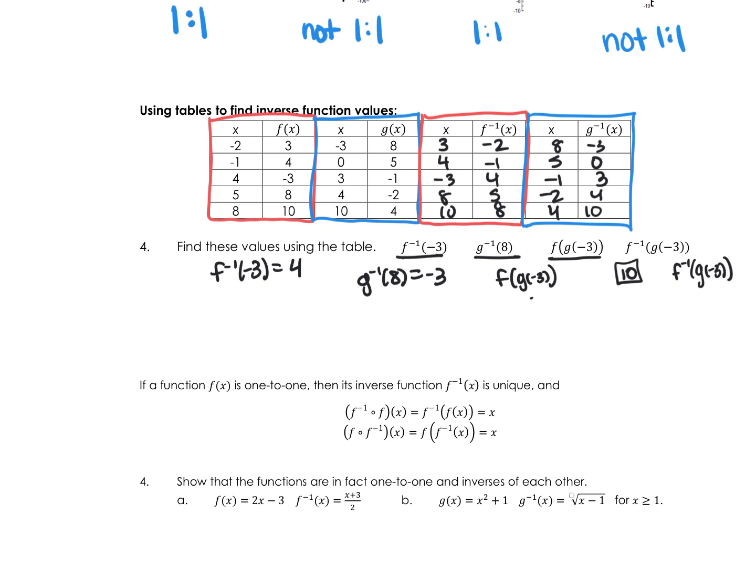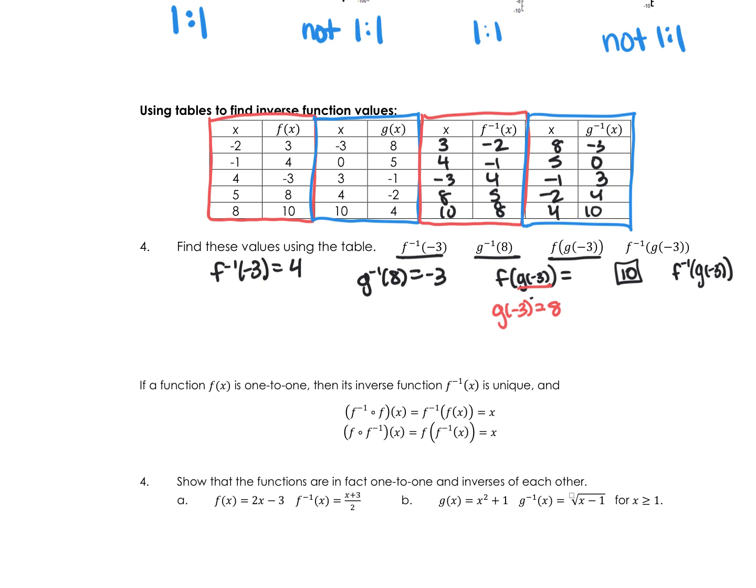Okay, so back to compositions here for a second. Right, this is F with G inside with -3 inside. So where do we start first? On the inside. So find G of -3 first. Not G inverse, G. Use your table for G. So if we go to the G table, that's right here. We go to the X value of -3. What does it say G is? 8.